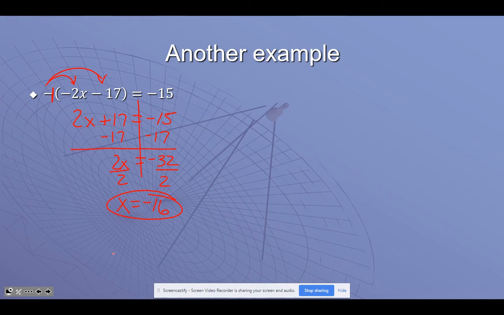Again, if you have not memorized your properties, you should be writing them so that you do memorize them. And you should be plugging in negative 16 for x to test for truth. If you're having any issues with any portion of this lesson, please make sure you are emailing me or consulting me in class.